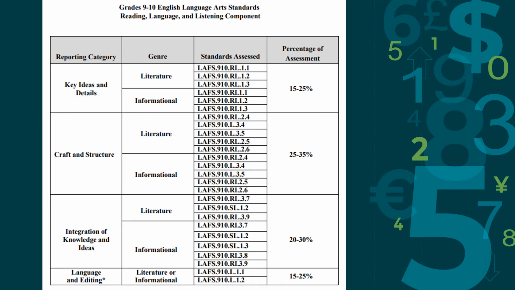Moving on to the next one, craft and structure. Again, that's a mix of literature and informational text, and that is about 25 to 35%. The next one is integration of knowledge and ideas, filled with literature and informational text, which is 20 to 30%. And lastly, the language and editing, literature and informational text, which is 15 to 25% of the assessment. Now, the range of these assessments change every single year, so please keep that in mind. Overall, the FSA has about 70% of informational text and 30% of informational text.